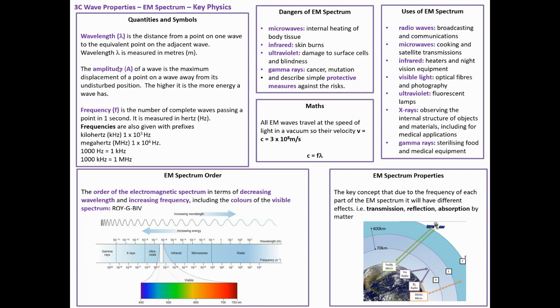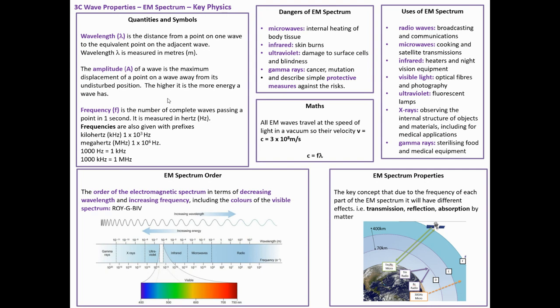The amplitude, again, we still need to know about that, and it's the maximum disturbance of a point on a wave away from its undisturbed position. The higher it is, the more energy it has. We need to know about frequency, the number of waves passing a point in 1 second. That's measured in hertz. It might have a prefix, a kilohertz, a megahertz. 1,000 hertz is a kilohertz, and 1,000 kilohertz is a megahertz.